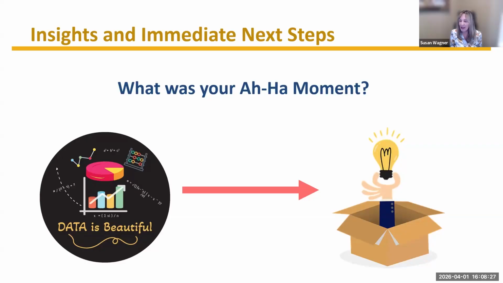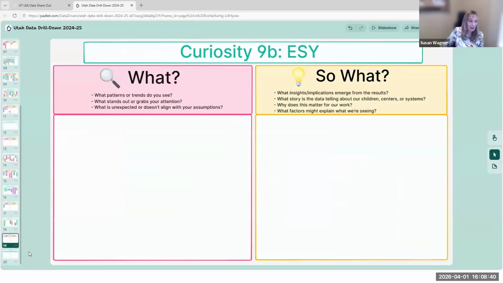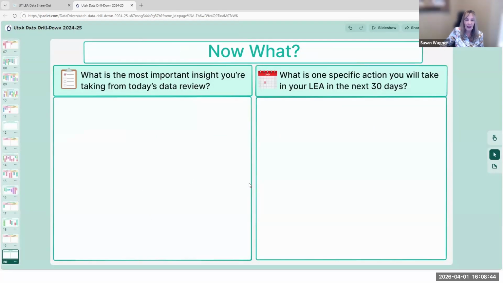And so I'm hoping that most of you had an aha moment. So I'd like you to just take 5 minutes to go back to the last whiteboard. Let's get there. Not that one. And write down an important insight you learned from today and/or a specific action you will take in your LEA in the next 30 days. So we'll just take 5 minutes and then wrap this up.